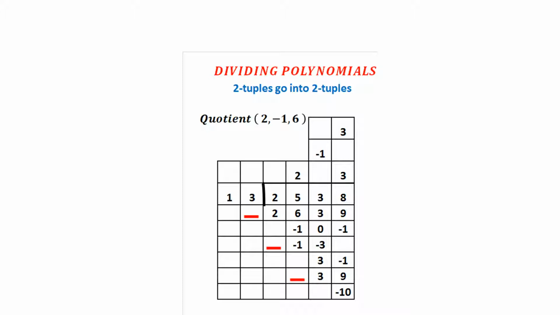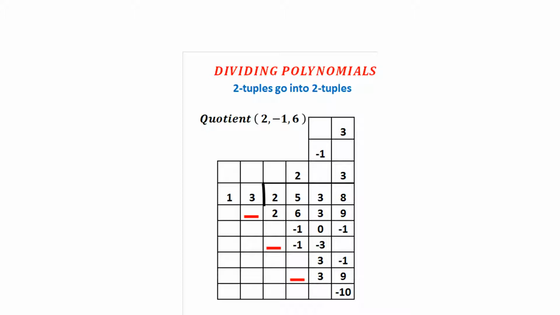Now move over to 3, 8. That's a 2 tuple. And you say, okay, how many ones go into 3? 3. That 3 is above the 8. And then we do 3 times 1 comma 3, and that's 3 comma 9. We subtract, and we get a 0, negative 1. So now we ask, how many 1s go into negative 1? Negative 1 times. You will see that's in the second row up, we see a negative 1.